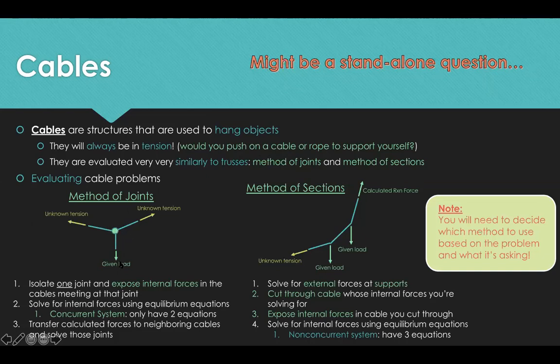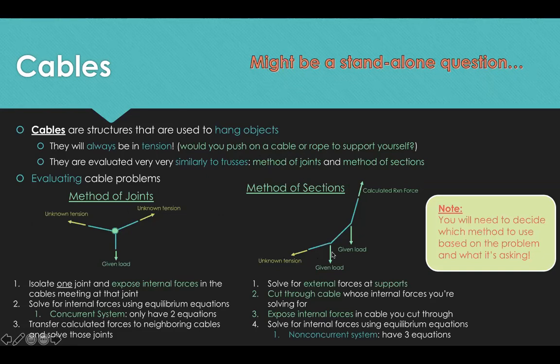So you isolate the joint, you keep the load that's on it, but you expose the two tensions, and then it's just the sum of the forces in the x direction and y direction. You would have to start at one of the ones that has the external forces, because otherwise you wouldn't know the unknown x direction.